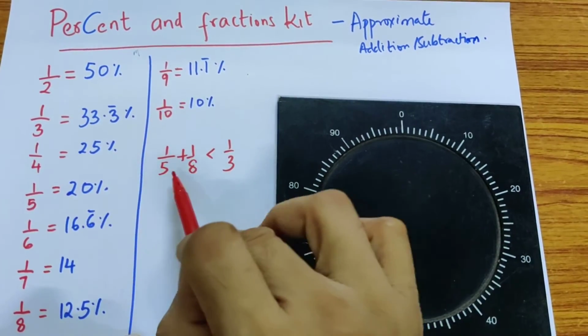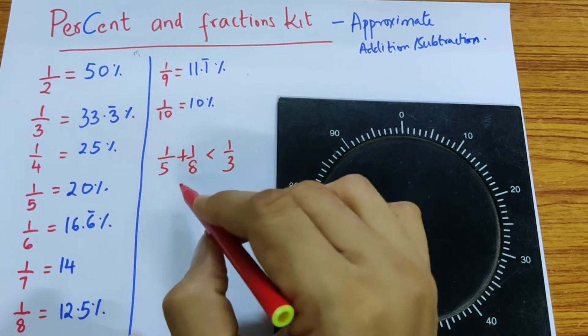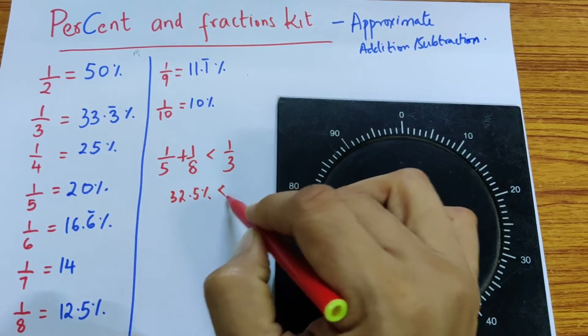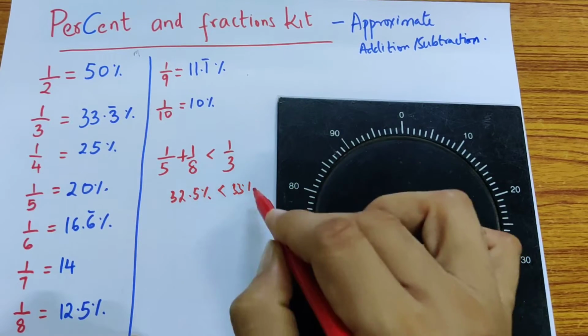So that gave us 1/5 plus 1/8 is less than 1/3, because this was 32.5% and this was 33%.